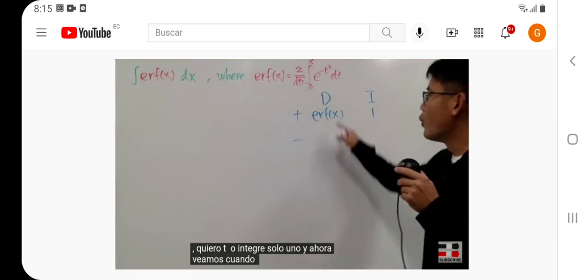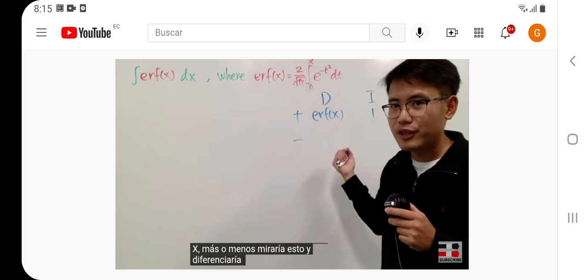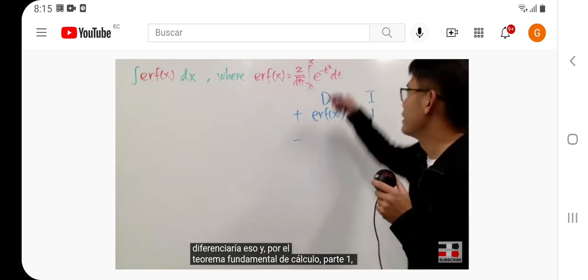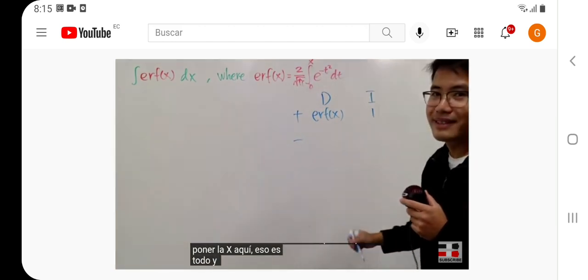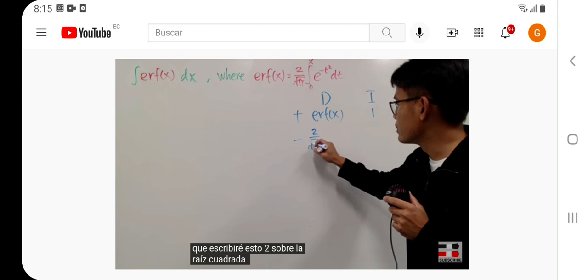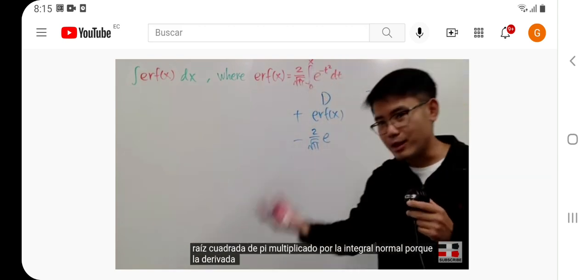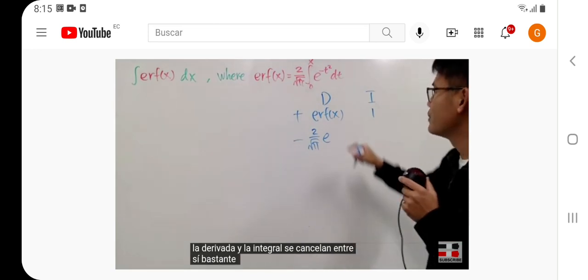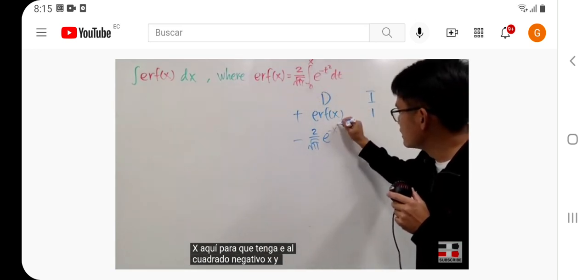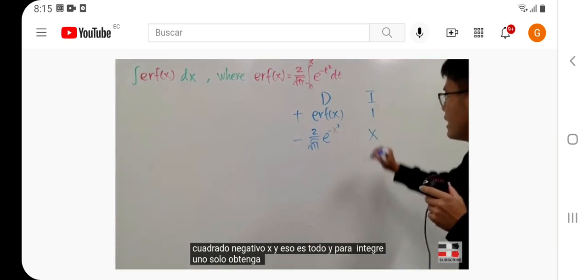And now let's see, when I differentiate ERF of x, you pretty much look at this and differentiate that. And by fundamental theorem of calculus part 1, I can just put the x right here. That's pretty much it. And this is a constant multiple, so I'll just write this down. 2 over square root of pi times, no more integral because the derivative and integral cancel each other out pretty much, and put the x right here. So you have e to the negative x squared, and that's it. And to integrate 1, you just pretty much get x.